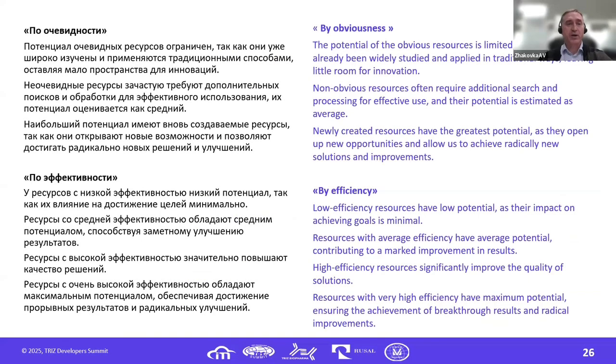By obviousness, the highest potential have those resources that are created from scratch, and also non-obvious resources. Those obvious resources can be used by competitors, sometimes they're used by competitors, or they're used by respective business systems. Efficiency. Now, these efficiencies are important, and we feel that we can use these resources.